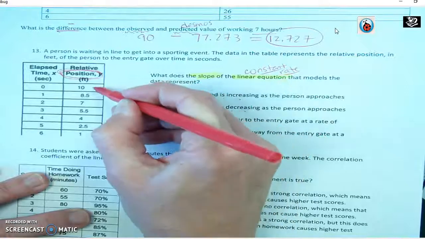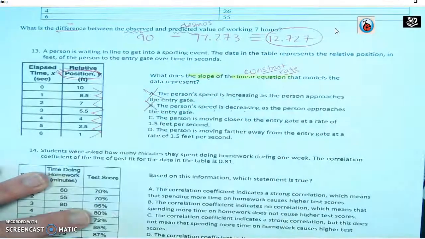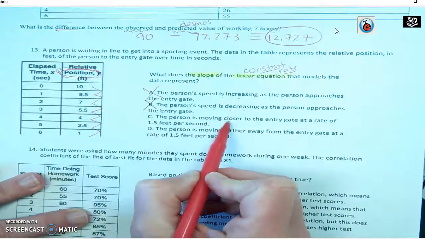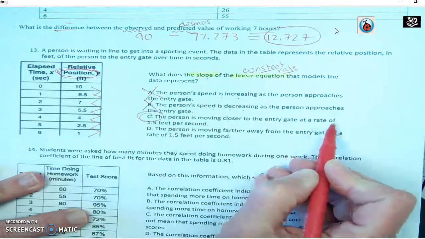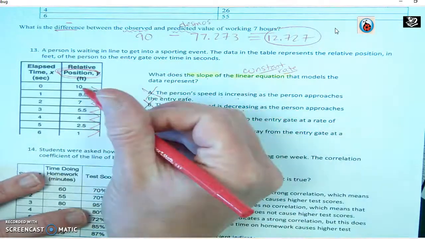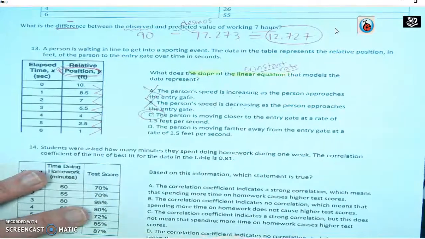Now, the person's position is changing. And if you look at this, the person is getting closer and closer to the gate, which makes sense, right? You get in line and you move closer and closer. So the person is moving closer to the entry gate at a rate of 1.5 feet per second. It's going down by 1.5, so they're moving closer to the entry gate.